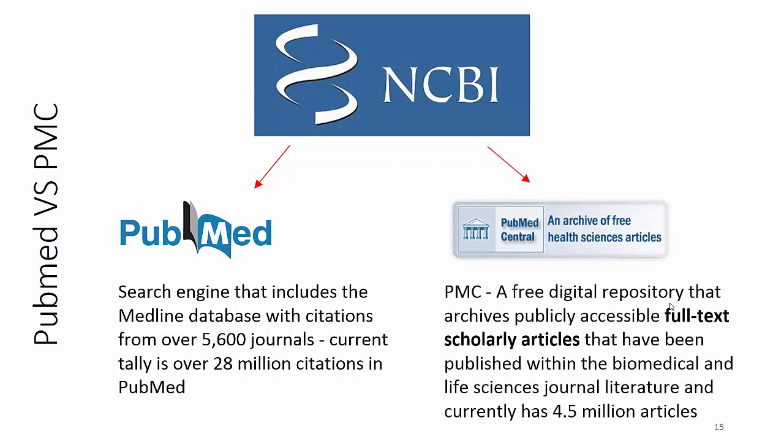On the other hand, PubMed Central, or because of the confusion with PubMed, I think they're rebranding it as PMC. This is the archive of full text health science articles. That's the archive for NIH as well as some other organizations. And these are all freely available. They're open access. And currently there's about 4.5 million articles in PubMed Central.